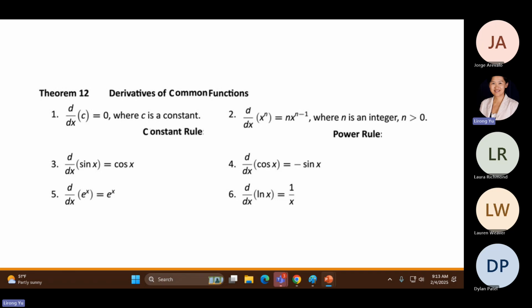So that's number 3. Number 4: well, number 3 and number 4 are together. Number 4 says the derivative of cosine is negative sine. And number 5 is different. Number 5 says the derivative of e to the x is e to the x itself. The exponential function with base e is the only function where the derivative equals itself. So there's no change.